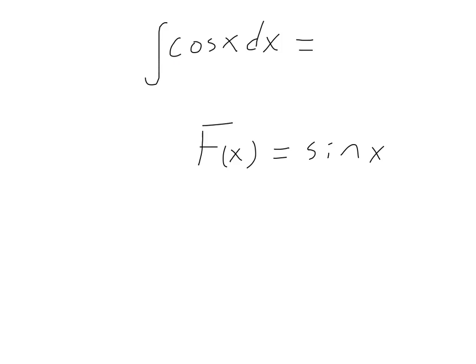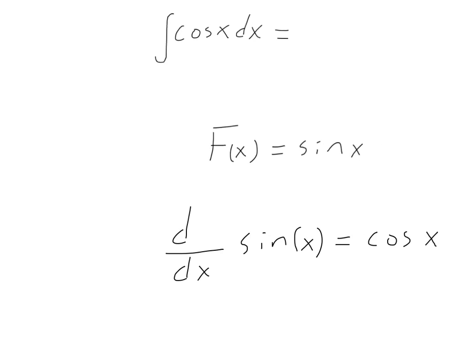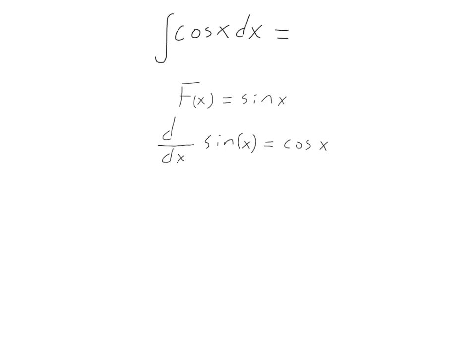And sure enough, you can guess capital F of x equals sine of x. That's the equation for the area underneath cosine of x, because the derivative of sine of x does in fact equal cosine of x. Now, for this reason, this process of finding the equation for the area is also called finding the antiderivative, just because the integral is opposite the derivative.